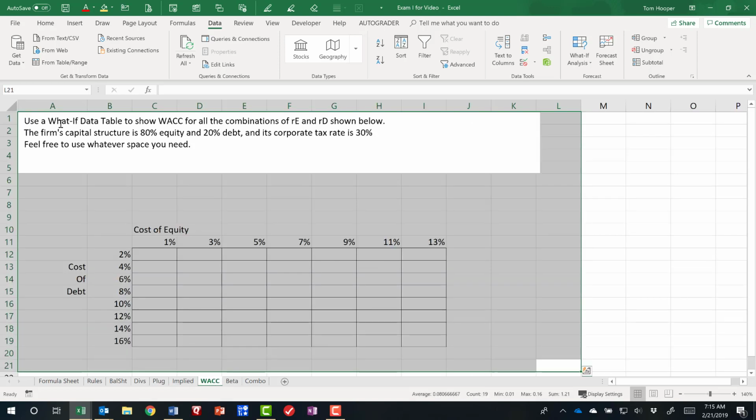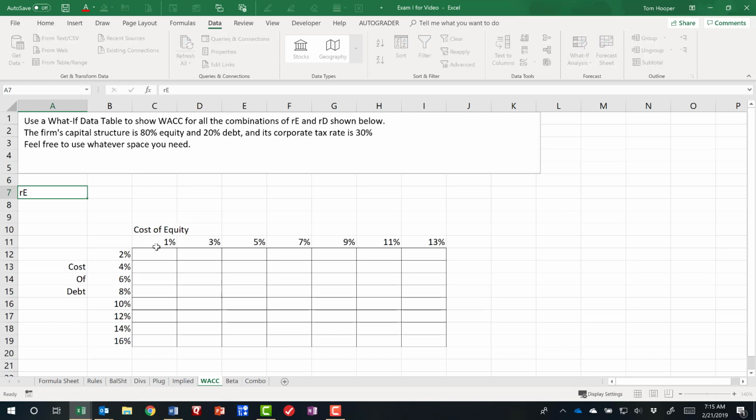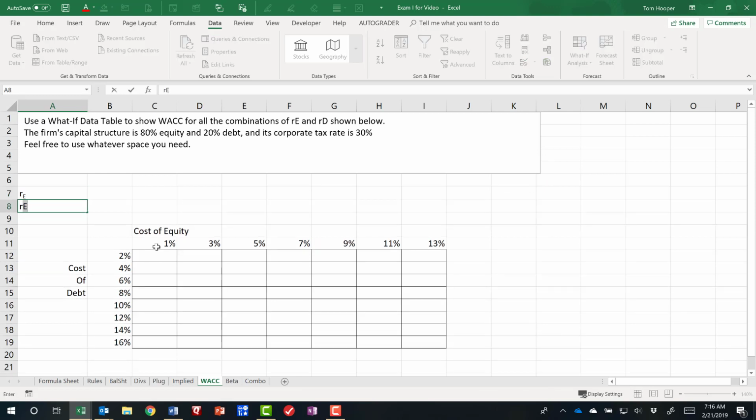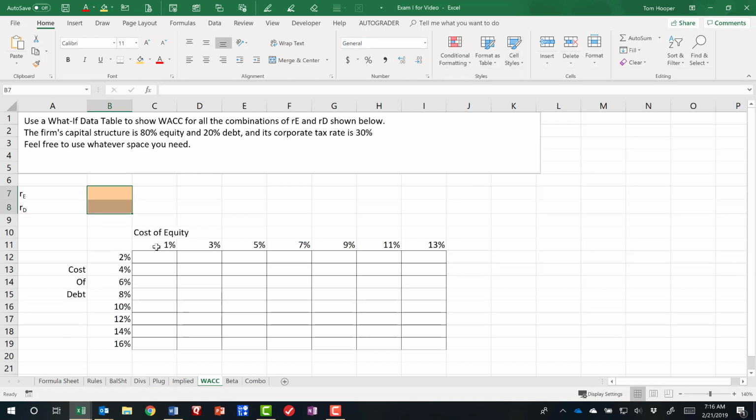Ooh, data table. So use a what-if data table to show WACC for all the combinations of cost of equity and cost of debt shown below. Well, if I'm going to do a what-if data table on cost of equity and cost of debt, one thing I know, so I'm going to have R sub E and R sub D. Sorry, kind of OCD this way. Have to have those guys as inputs, so let's make them inputs. Okay, and I'm going to need some kind of output if I'm going to do the data table, so I'm trying to show WACC for all the combinations of that. So I better calculate WACC.